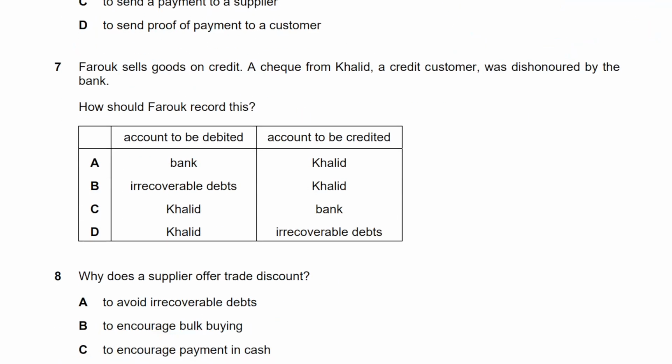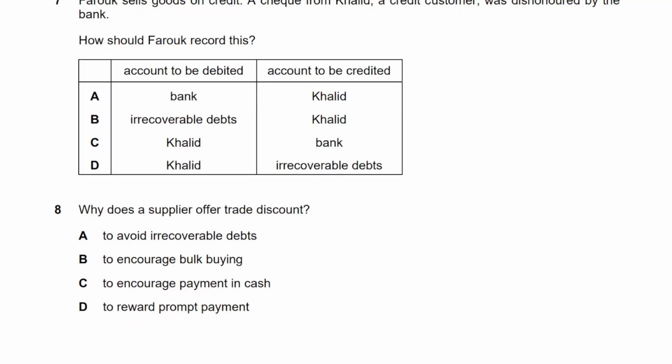Yeah, let's move on. Number 7, Farouk sells goods on credit. A check from Khalid, a credit customer, was dishonored. So this is also a repeated question from the previous variant. When this payment was made, when Khalid made a payment, from Farouk's perspective, we record it like that. Bank debited, Khalid credited. Because Khalid's making the payment, we're getting money into the bank.